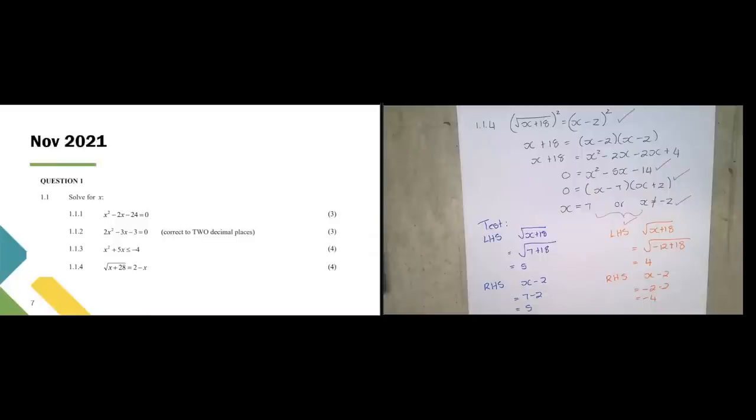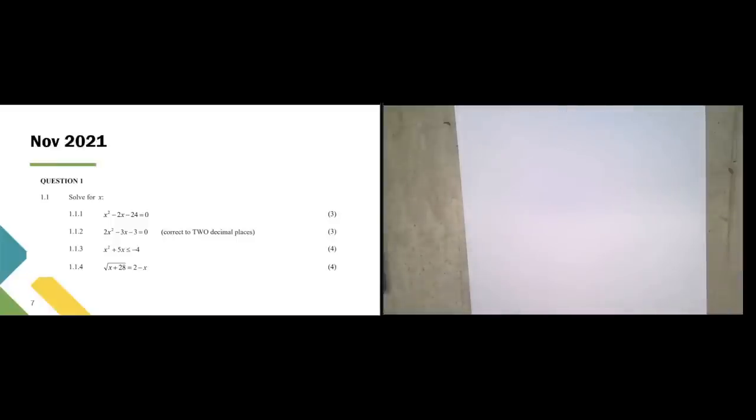In 2021, we look at the paper. First question, it looks exactly the same as 2018 and 2019. It's a trinomial to factorize. 1.1.2, we can use our quadratic formula to factorize and get the solutions.